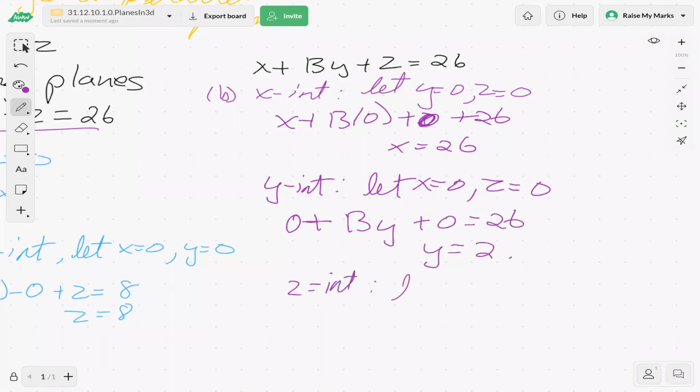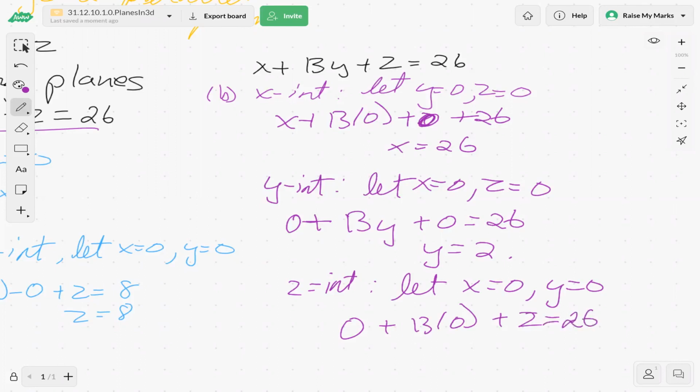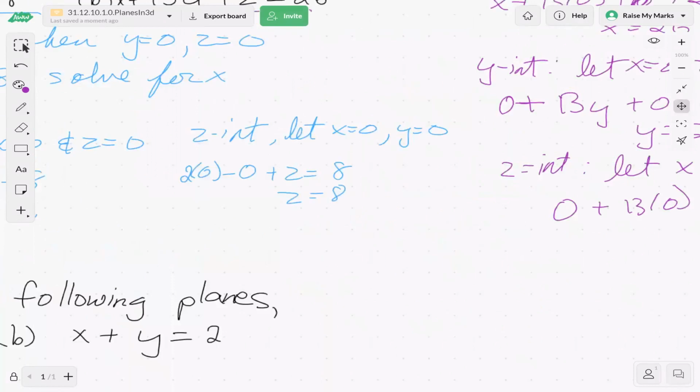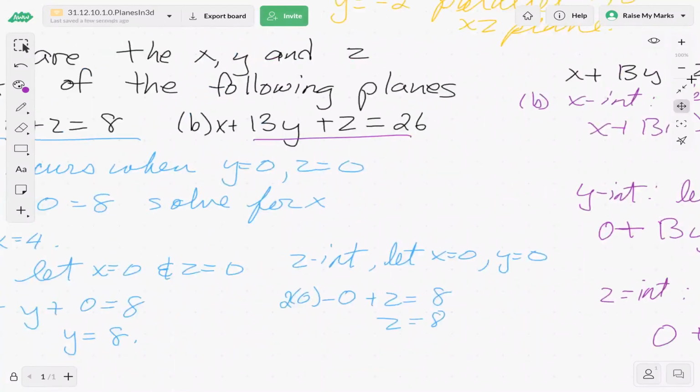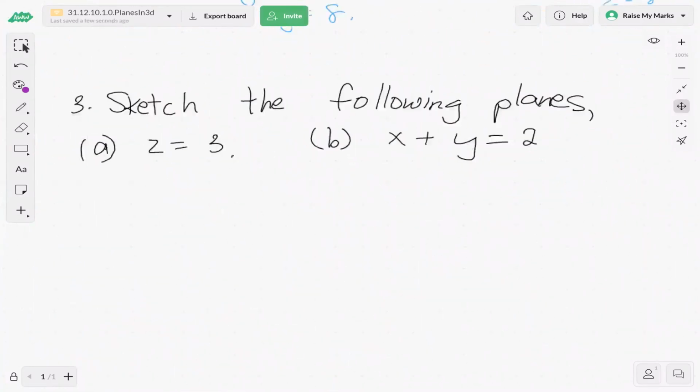For the z-intercept, let x equals 0 and y equals 0. Then we have 0 plus 13 times 0 plus z equals 26. Therefore, z equals 26. Good. So we have our x, y, and z intercepts for our two planes. We also had to make a slight modification for our second plane.